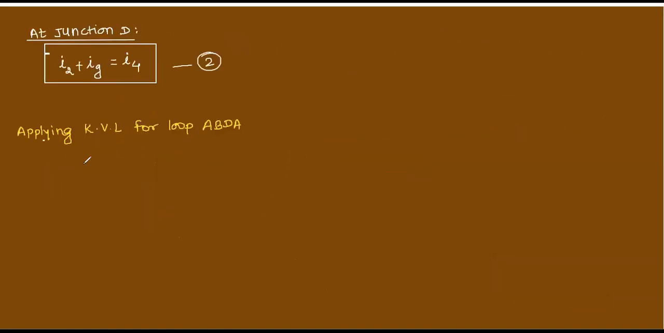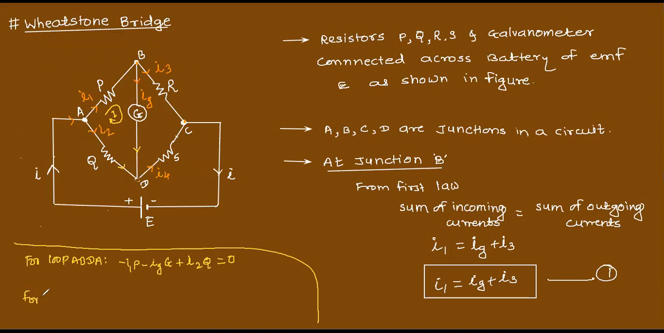So what we got? Equation: minus I1P minus IGG plus I2Q is equal to 0. Call this equation number 3. Understand? Next, see now again for loop.